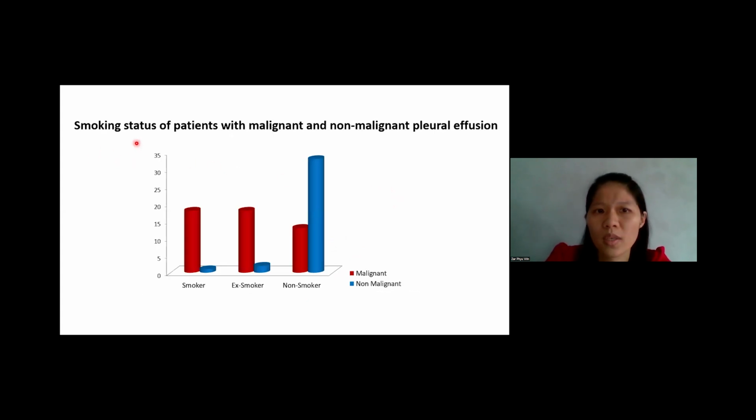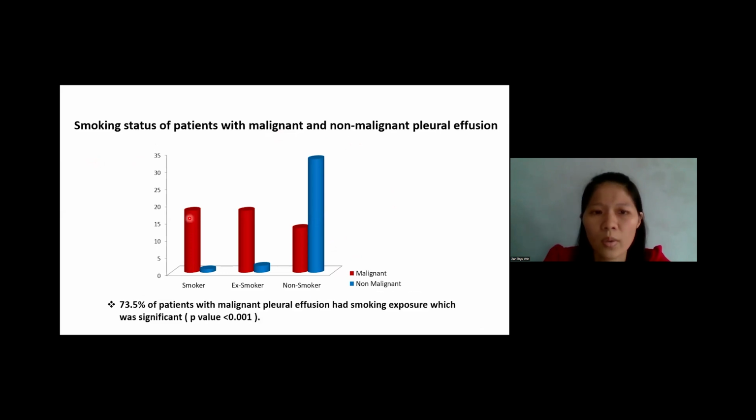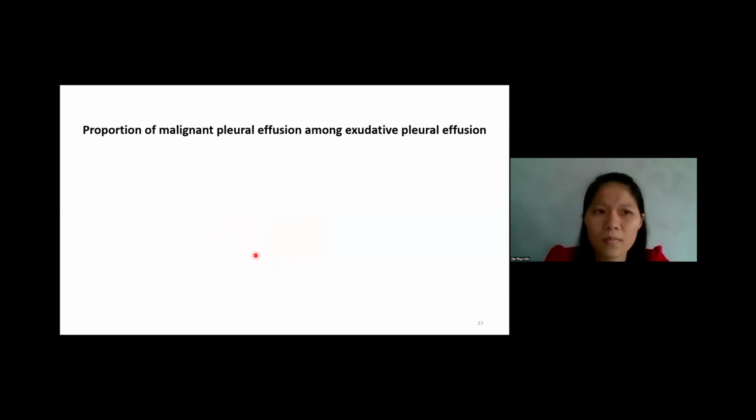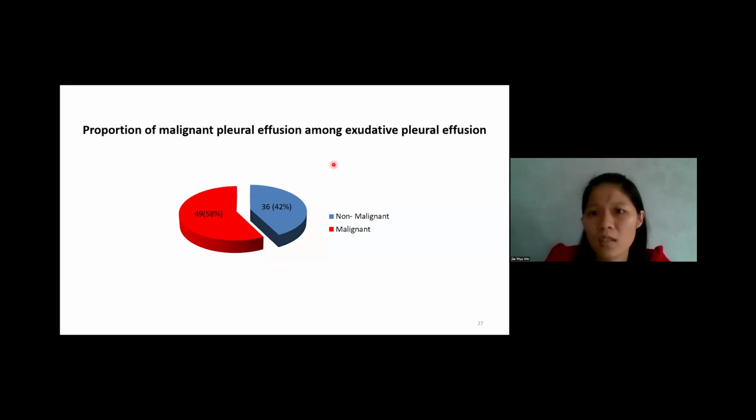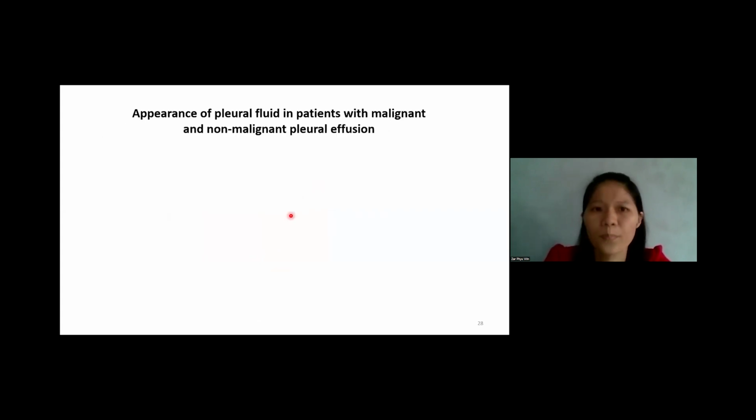Regarding the smoking status of patients, if we relate it with malignant and non-malignant pleural effusion, we can see here, this is malignant pleural effusion cases. 73.5% of patients with malignant pleural effusion had smoking exposure, either active smoking or ex-smoking. So this is a significant relationship. Of 85 cases of exudative pleural effusion, 58%, 49 cases, turned out to be a malignant cause, and 42% were due to a non-malignant cause. And this is the appearance of pleural fluid.